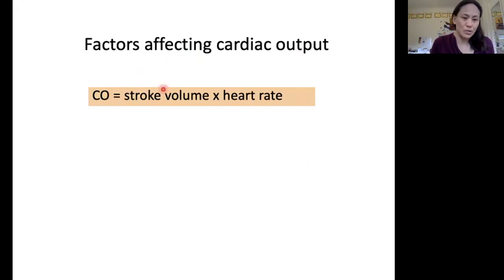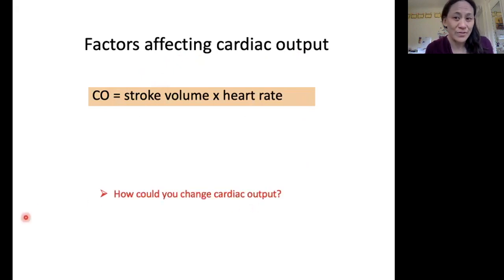And I want you to ponder this question here. How could you change cardiac output? So just take a few seconds to think about that. Okay, so it doesn't take a genius to figure out that if you change stroke volume or if you change heart rate, you're going to end up changing cardiac output.